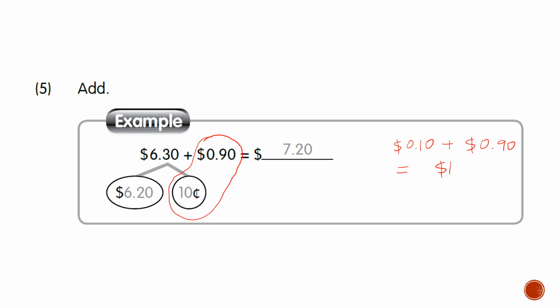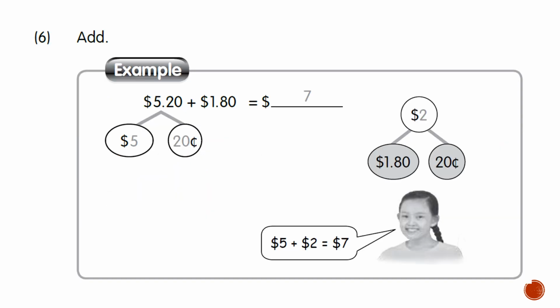So this part over here is actually a $1 group. Okay, so then now you have the $1 group over here. You just have to add it to the $6.20, okay, which is over here. So $6.20 plus $1 gives you $7.20. All right. Let's see the next question.